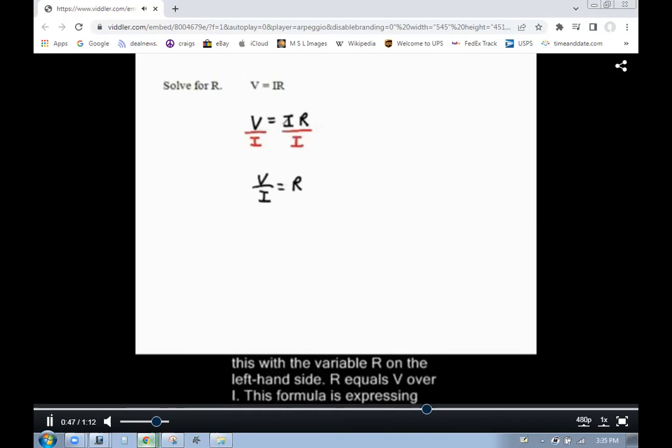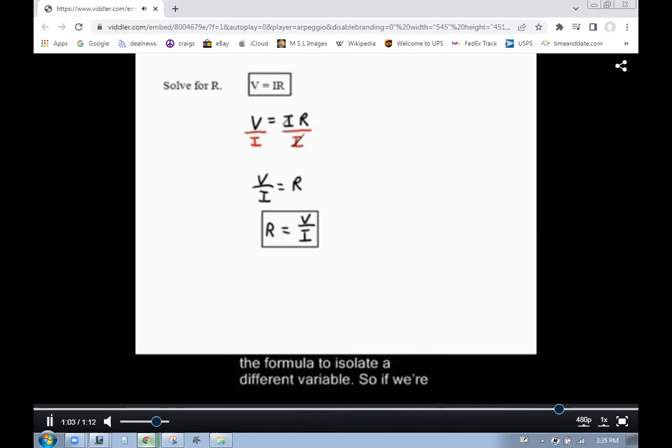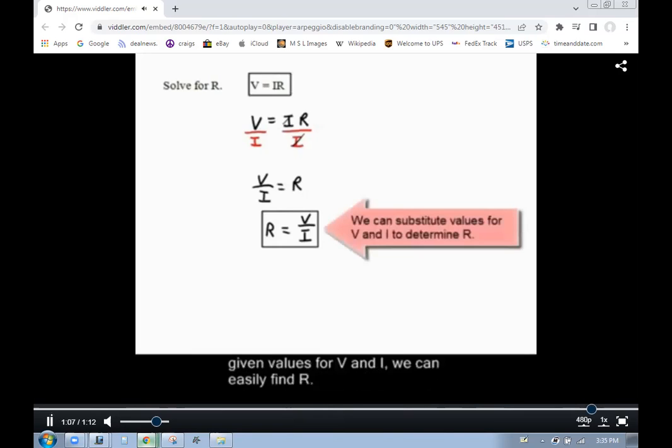I can rewrite this with the variable R on the left-hand side. R equals V over I. This formula is expressing the same relationship among the variables as the original formula. We've just rearranged the formula to isolate a different variable. So if we're given values for V and I, we can easily find R.